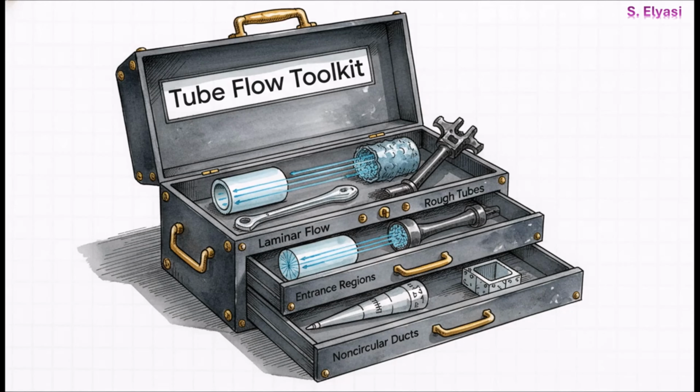And honestly, the toolkit just for flow in tubes is huge. There are different equations for laminar flow, different ones for when the tube is rough instead of perfectly smooth, special tools for the entrance of the pipe where the flow is still developing. There are even ways to handle things that aren't circular pipes, like a square duct. For every specific condition, there's a specific tool just waiting for you.